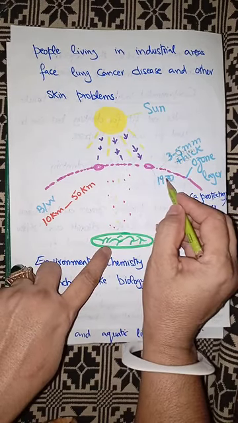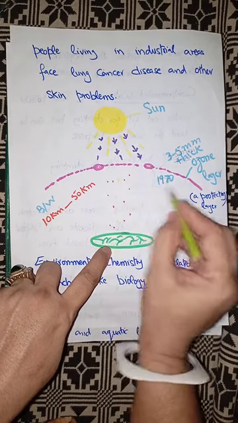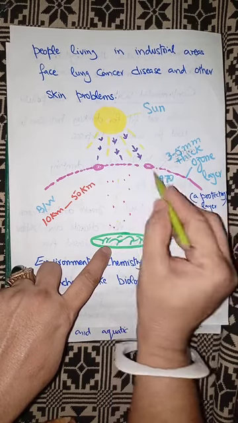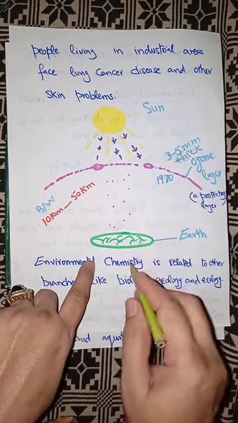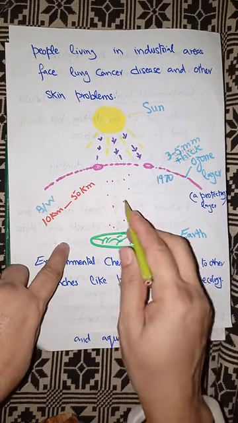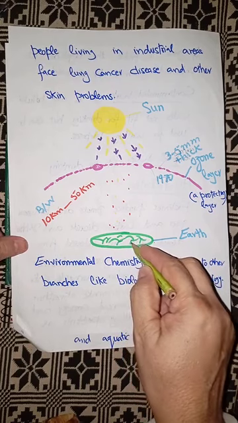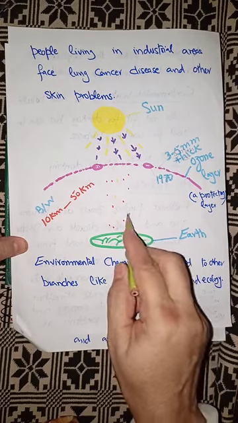In 1970, it was seen that there are some holes in the ozone layer and the ozone layer is becoming thin. That's why some UV rays enter the atmosphere. From the atmosphere, they enter the earth and cause skin cancer diseases. This is due to air pollution.